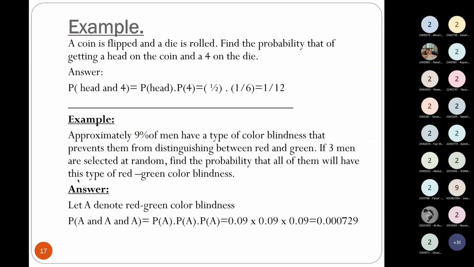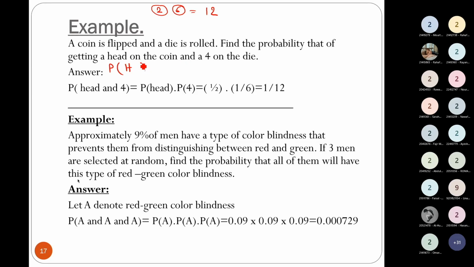The coin is flipped and the die is rolled. So we have the coin with 2 outcomes, and the die with 6. All outcomes equal 12, so the sample space equals 12. Find the probability of getting a head on the coin, and this means intersection.